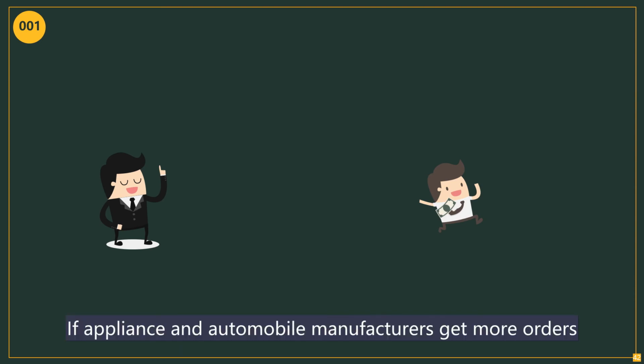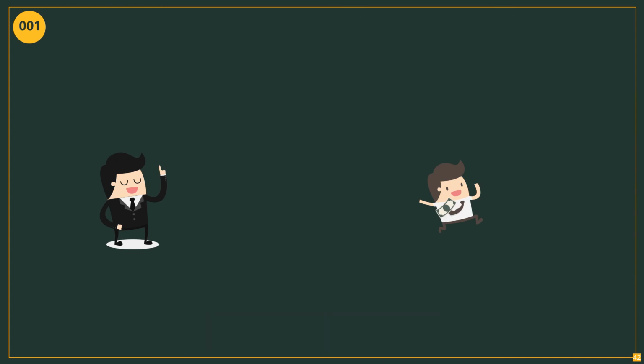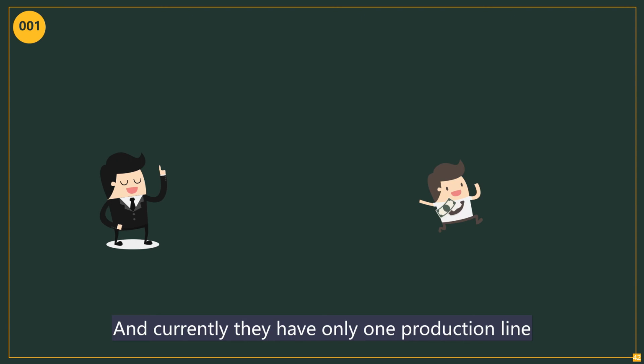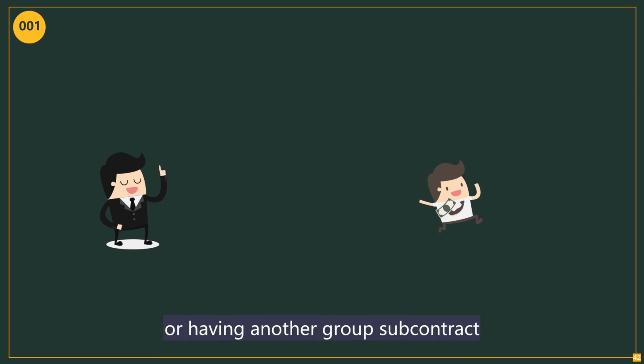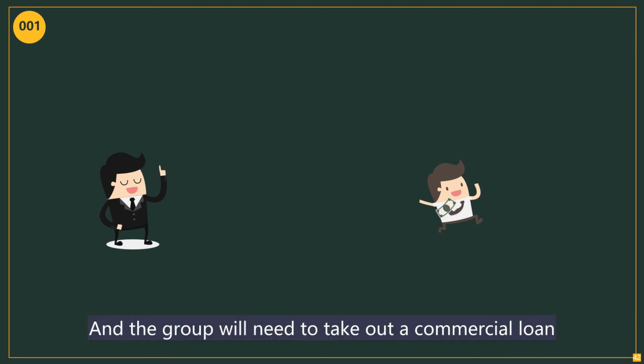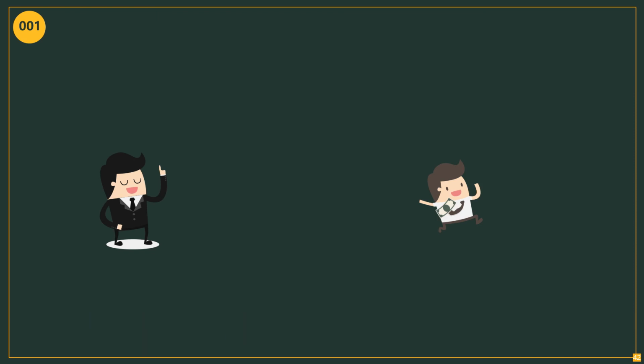If appliance and automobile manufacturers get more orders than the maximum capacity, and currently they have only one production line, they may need to consider expanding the production line or having another group subcontract. If the option is to expand the production line, then a bid for land will be required, and bidding for land as well as expanding the production line will require capital. And the group will need to take out a commercial loan if cash is not available.